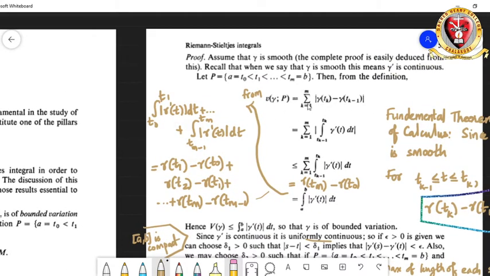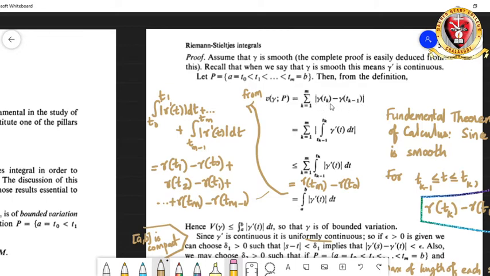And for taking that definition, we have already assumed that gamma is smooth. Since gamma is smooth, gamma dash will definitely be continuous, and we are taking an arbitrary partition P which partitions the closed interval [a, b] into subintervals, the closed intervals [t0, t1], [t1, t2], [t2, t3], etc., [tm minus 1, tm], where t0 and tm are a and b respectively. And then we are considering that sum.